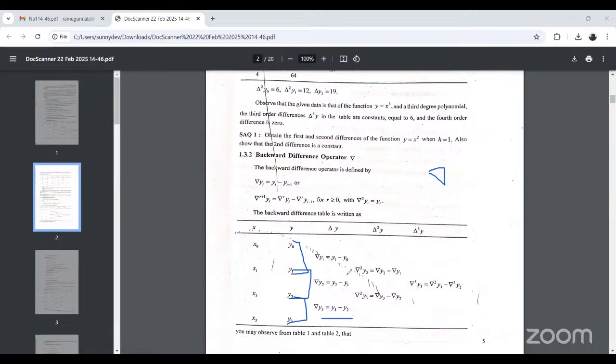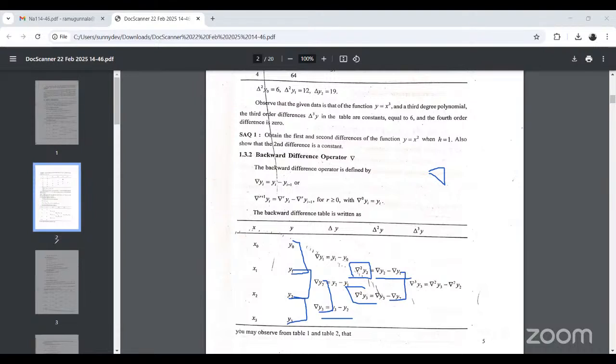Okay. Next, nabla square y2. So nabla y2 minus nabla y1. And nabla square y3, so these two difference: nabla y3 minus nabla y2. And what about the nabla cube y3? It means the difference between these two. What is that? Nabla square y3 minus nabla square y2.